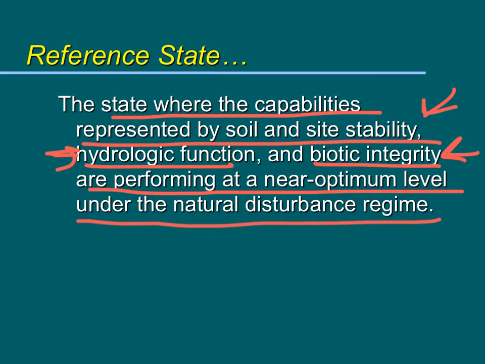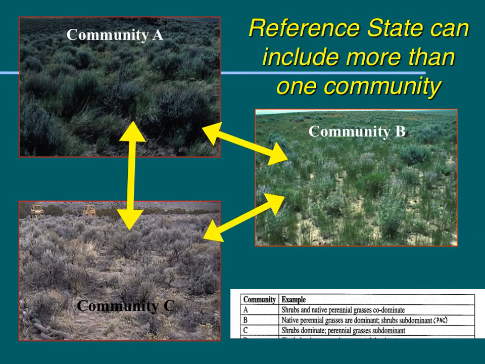So there's a couple of things here. We're admitting, number one, that there is a disturbance. There are disturbances that happen that are completely natural, and that's something we can expect to happen in any rangeland, in any natural ecosystem. What we're looking for from a reference state is that near optimum level, right? Not necessarily pristine level, but the level that is allowed by the highest capabilities of that kind of ecosystem.